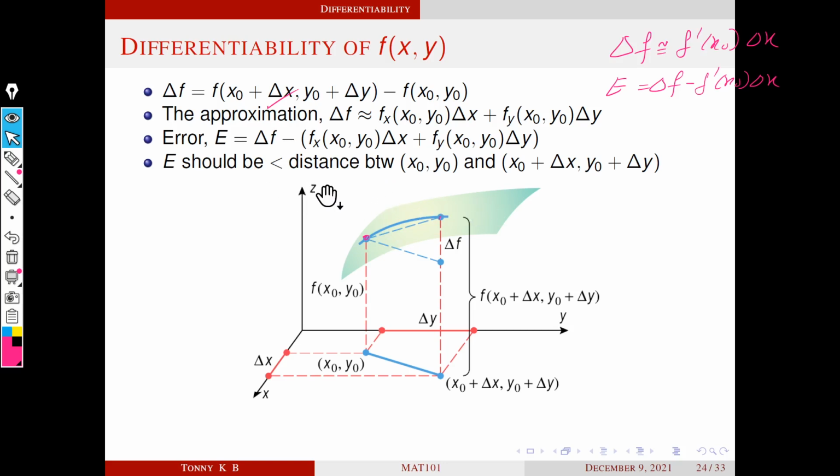In general, this is not true, but in most applications, this is true. That means this approximation is better. This error is less than the distance between the points. Okay.